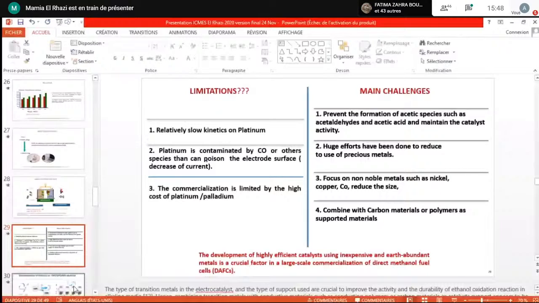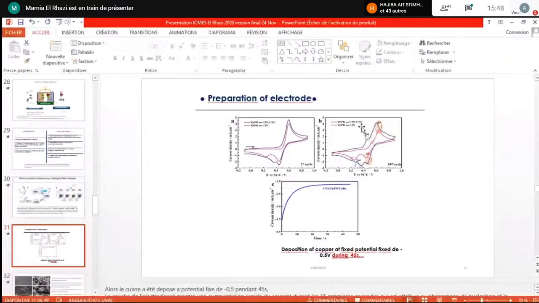And here is the preparation of the electrode. Simply, we can note here that the current on the carbon nanofiber modified carbon-based electrode is increasing compared to polymer on carbon-based directly. And here is the deposition of copper at a fixed potential of minus 0.5 volt during 45 seconds.